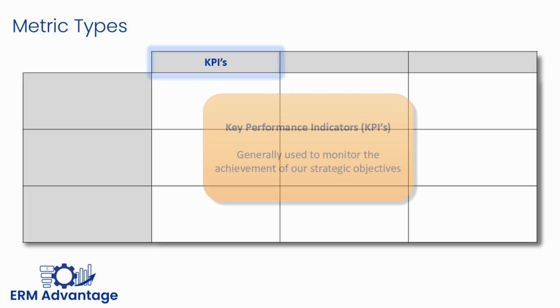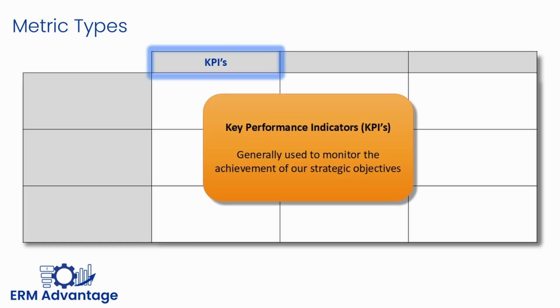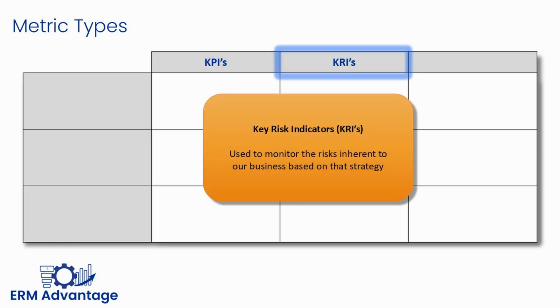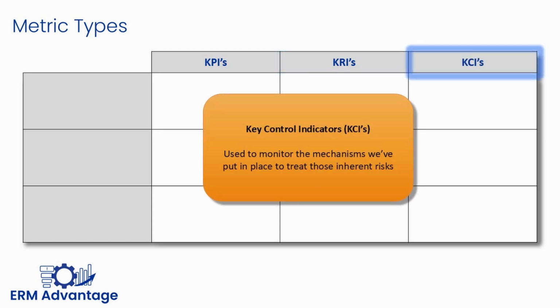Now, as we start to think about the best metrics for our organization, let's just do a quick recap of the types that we talked about in the first video. The first is the type of metric. The first being key performance indicators, basically used to measure essentially production or the achievement of our strategic objectives. The second is key risk indicators, which are used to monitor the risks inherent to our business based on that strategy. And finally, key control indicators used to monitor the mechanisms we've put in place to treat those inherent risks.